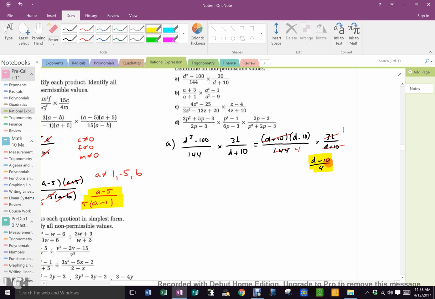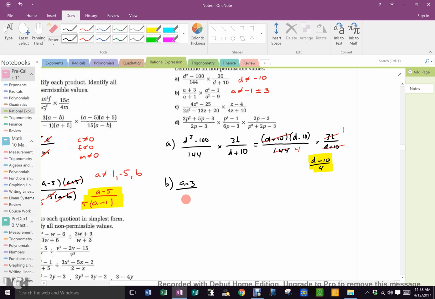And the restrictions. D cannot equal negative 10. Let's do our restrictions up there. A cannot equal negative 1 plus or minus 3. And down here, we're going to have to factor before we do it. So we'll just do that down here. Now, guys, I'm going to run out of space, so I'm going to do a little bit of factoring from here to down here in my head.